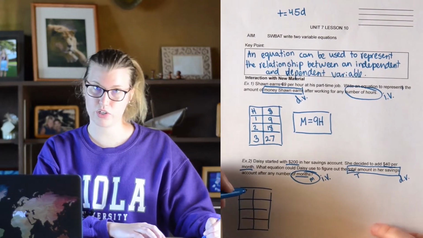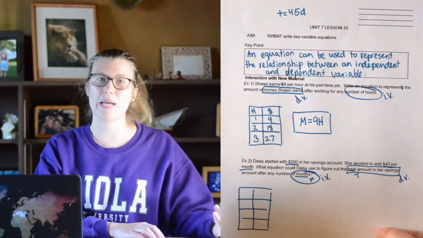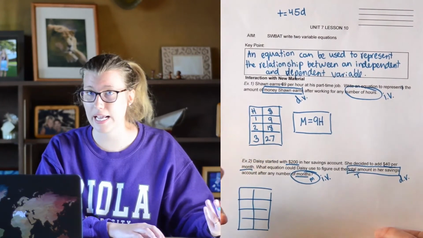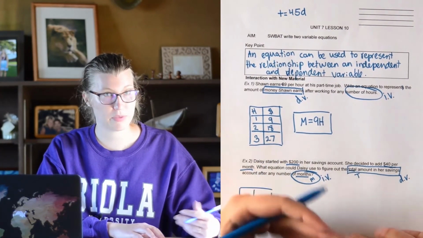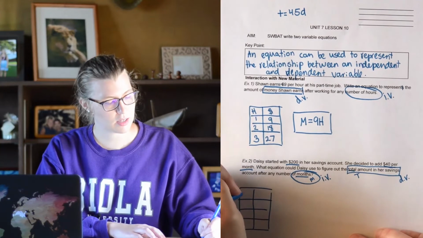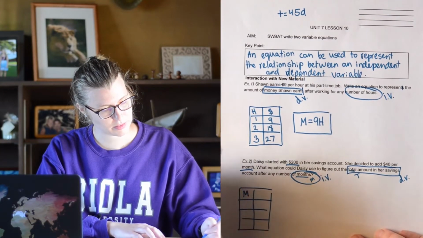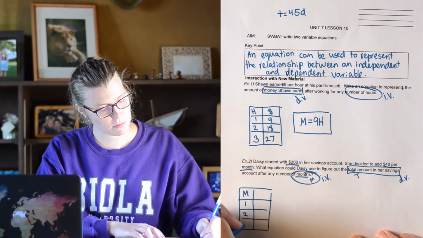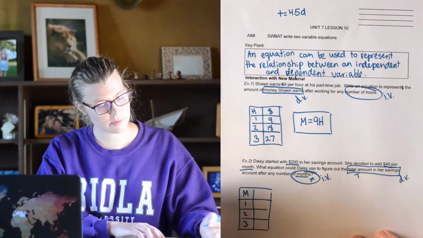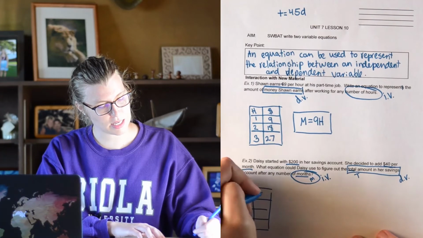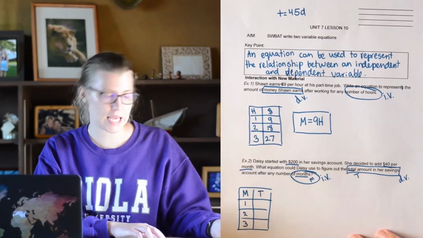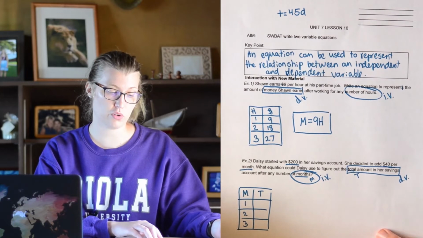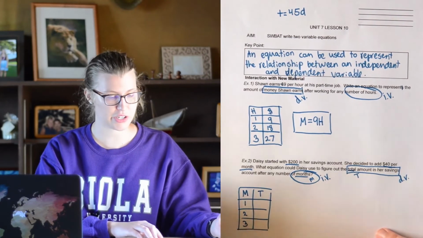And which one goes first? Usually the independent one. Always independent because that's what I kind of get to decide, or figure out the rest from, the total. So my months, let's use M. How much will she have after 1 month, 2 months, and 3 months? And my dependent variable is my total money. So M stands for months, T stands for total money, or total savings, I should say.